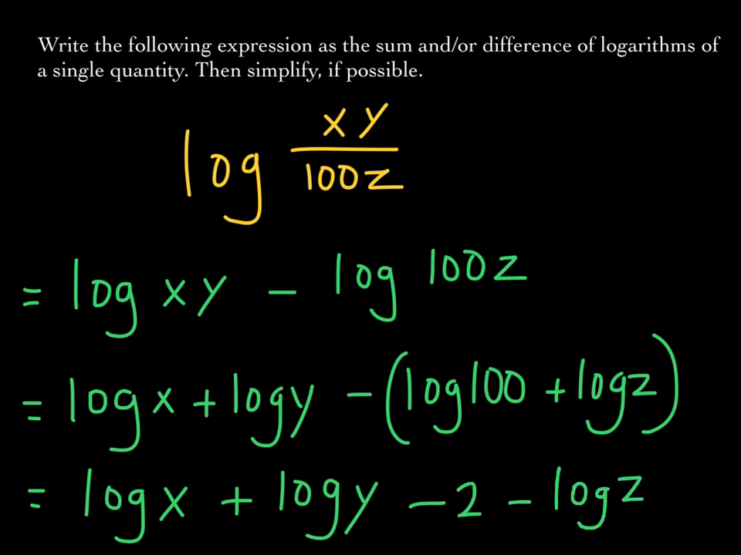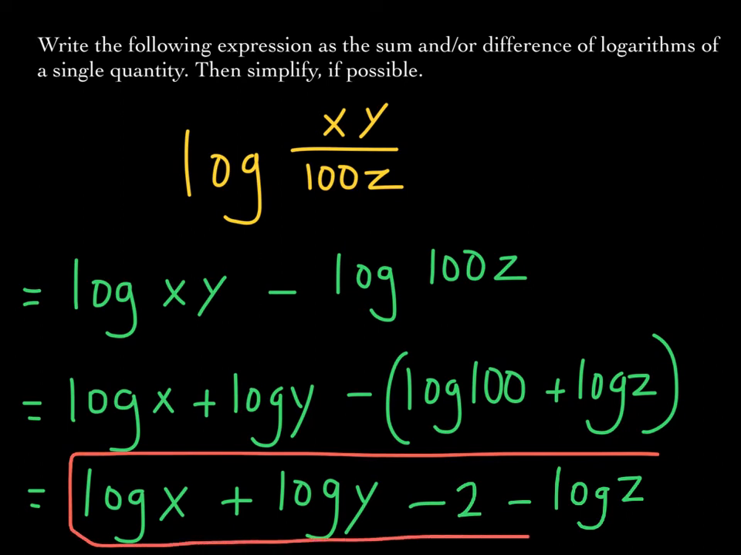Now, you're done here because notice that the argument for each of our logarithms is a single quantity. This is just x, just y, just z.